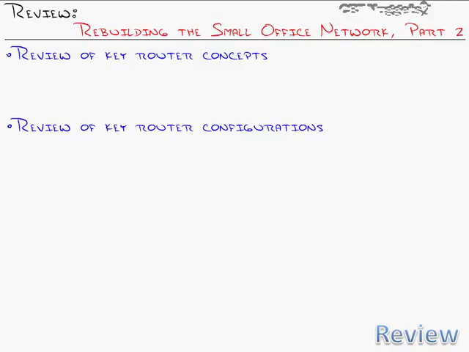With the LAN equipment completed, we can now move into our routed connections as we start rebuilding the small office network part 2. What I plan on doing here is the same thing that we did in the previous video, which is walking through the concepts as we do the configurations. And we are going to be focusing on routers.